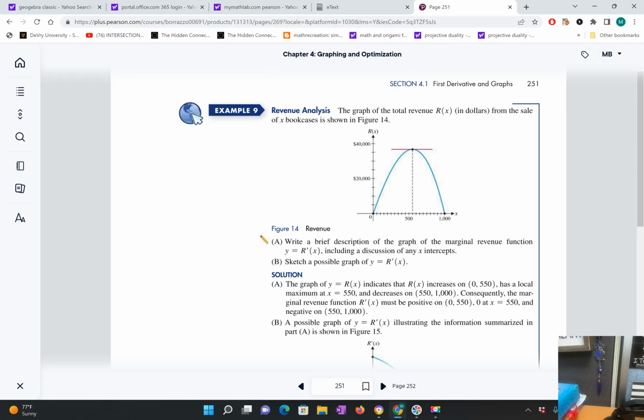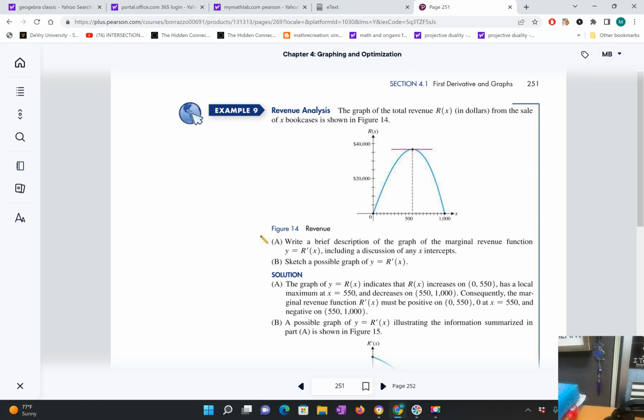All right, example 9. If you look at this example, they start you off with a revenue analysis, in this case for the sale of bookcases. It's basically an upside down parabola, and it looks like its maximum is close to 500. The vertical axis looks like maybe 30,000, or just slightly above.